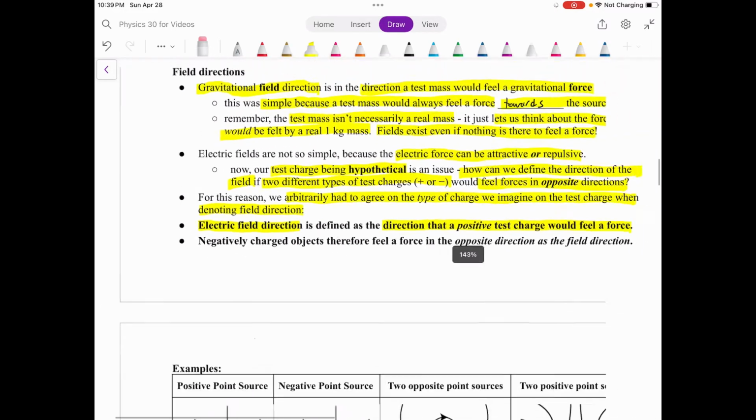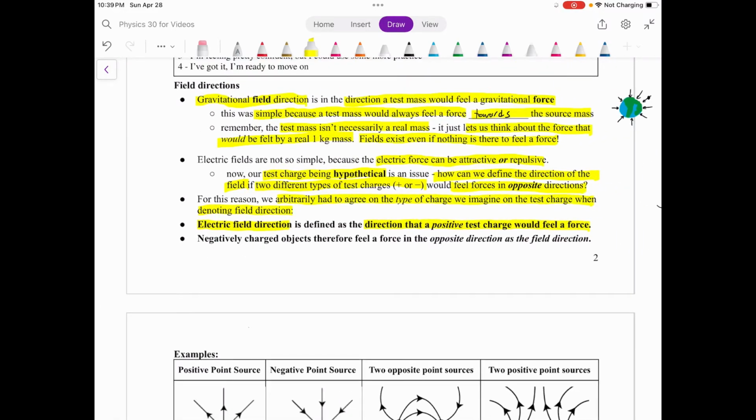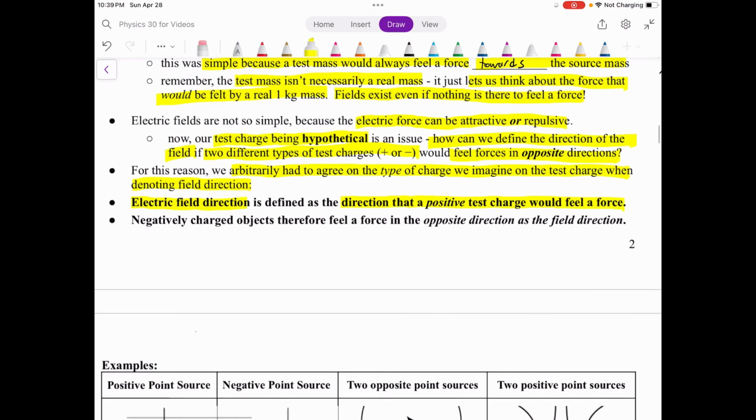All right, so that is how we have to define electric field direction. Two different types of charges would feel forces in opposite directions. So instead of getting too bogged down in that, we said, okay, but the whole point of the field is to talk about what the force would be like, whether there's something there or not. So let's just agree to think about a positive, and then we'll know if there's actually a negative there, it feels a force in the opposite direction as the field direction.